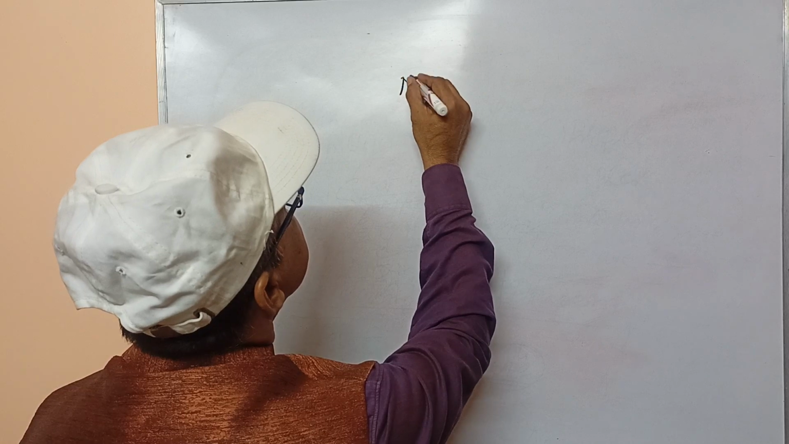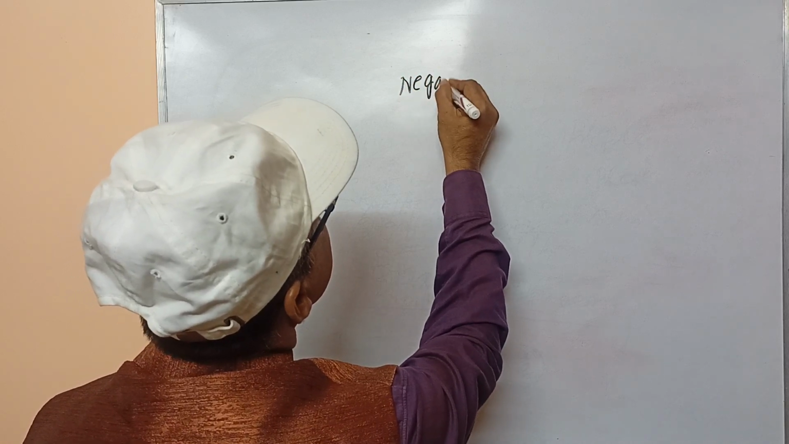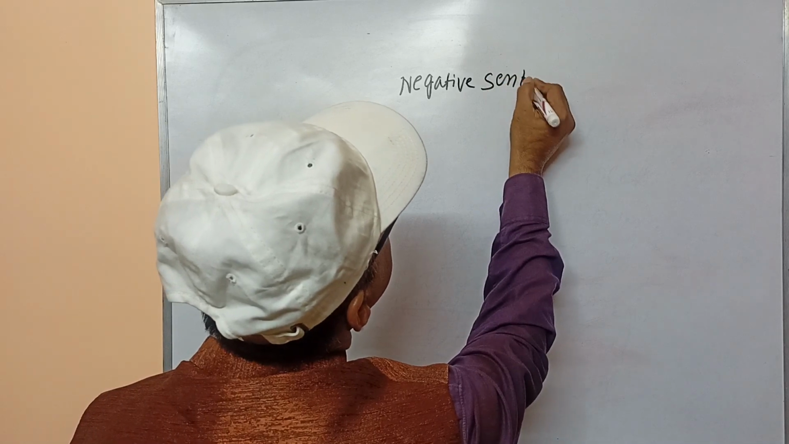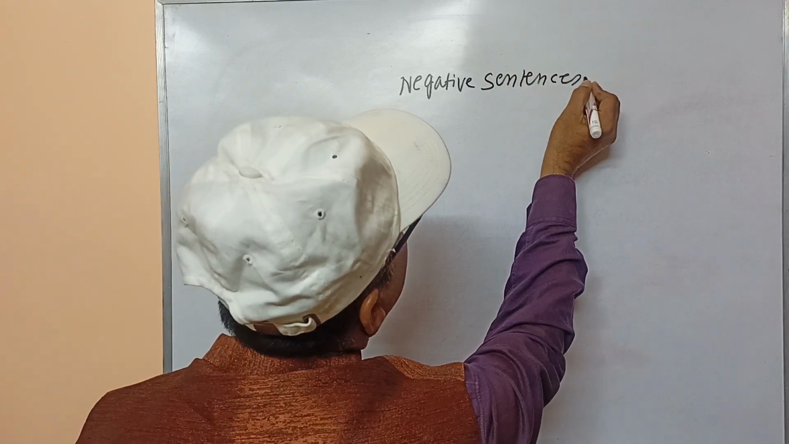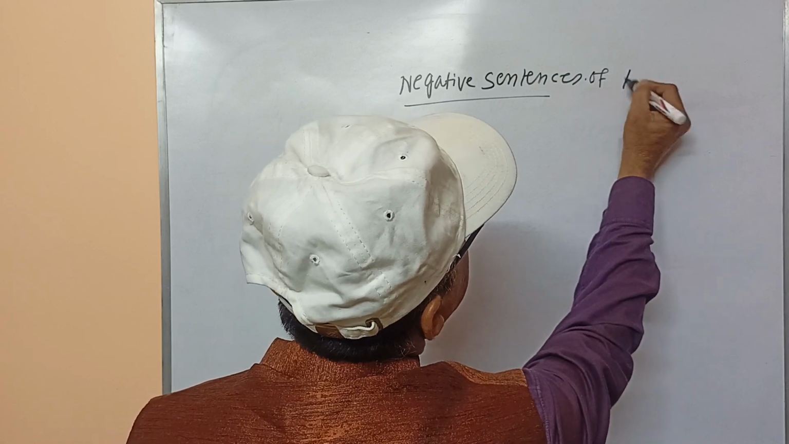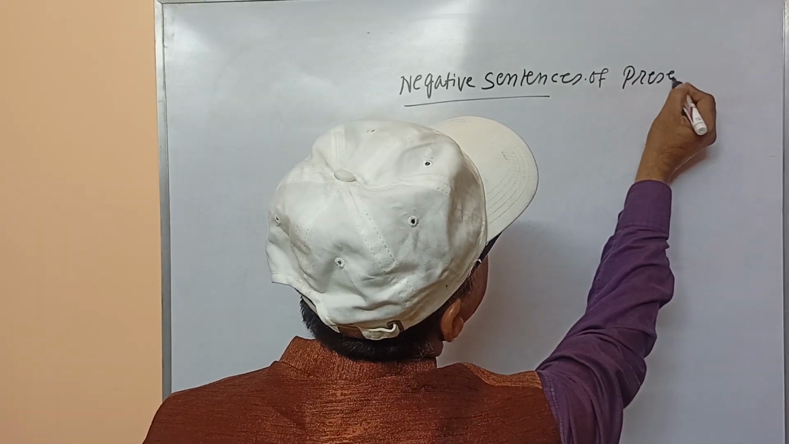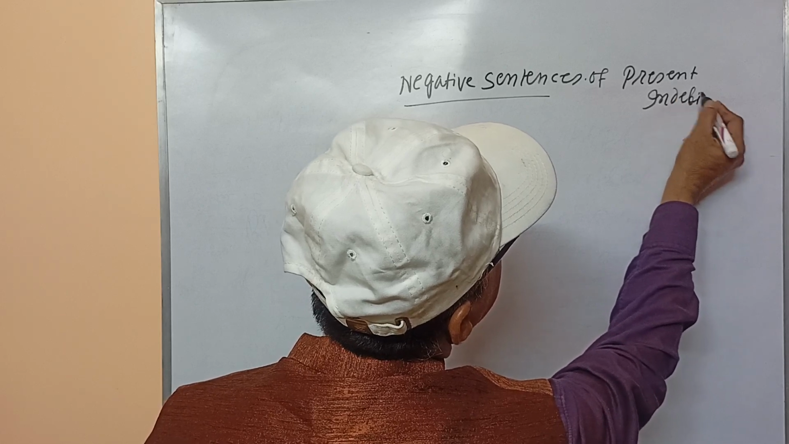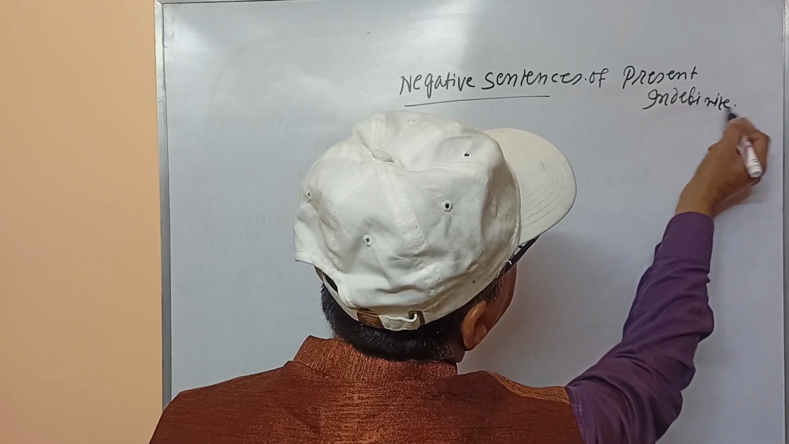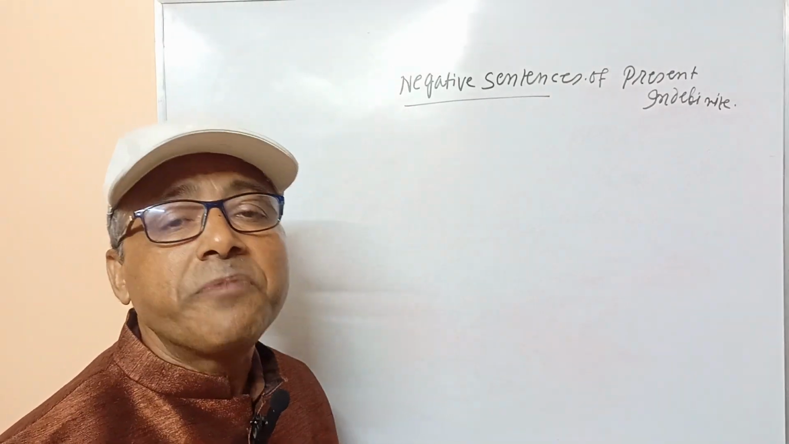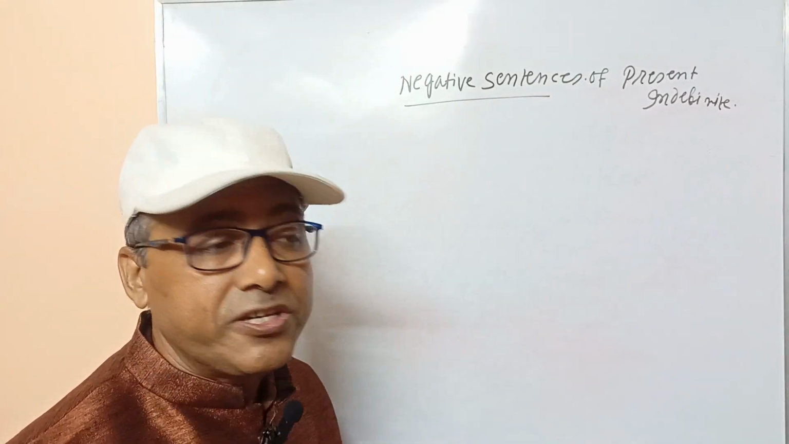Negative sentences of present indefinite. I am writing of present indefinite. Right? So how to frame negative sentences of present indefinite?